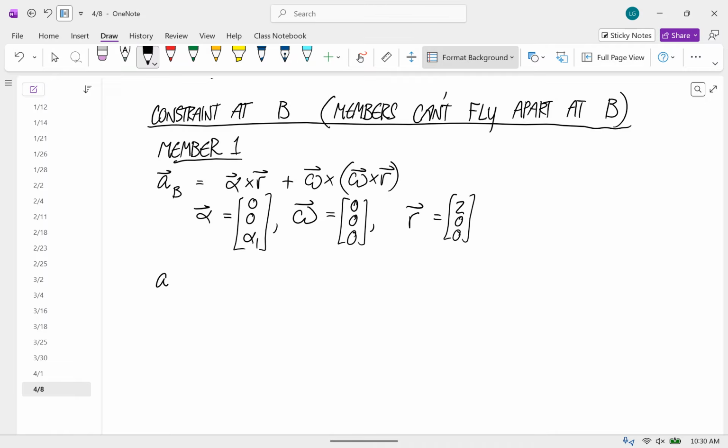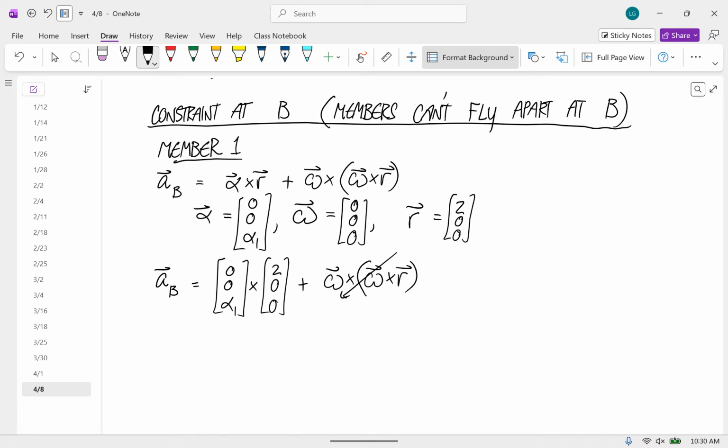Okay, so the acceleration of B is 0, 0, alpha 1 crossed with 2, 0, 0 plus this stuff, which goes away. And so we get 0. So minus alpha 1 times 2, but then y always has to be the difficult one, so it's plus 2 alpha 1, 0.